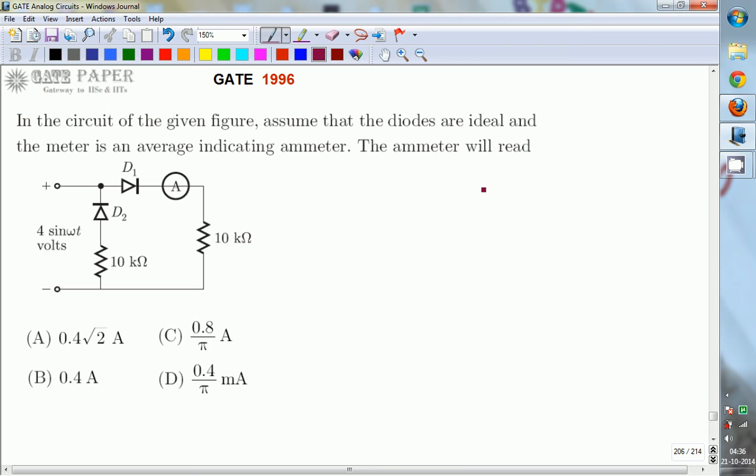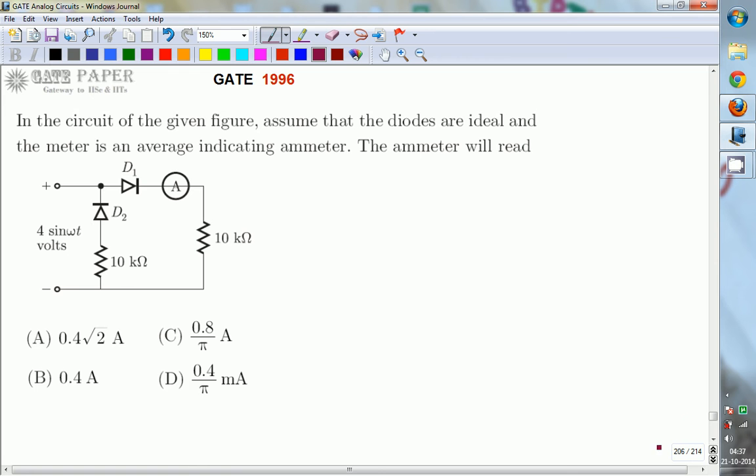Average indicating ammeter simply means a DC ammeter, which gives the DC value. So we are going to calculate the DC component of the current flowing through diode D1. Assume the current flowing through diode D1 is I1. So we are going to calculate the DC component of I1. There are 4 options given, and out of them we have to choose the right one.